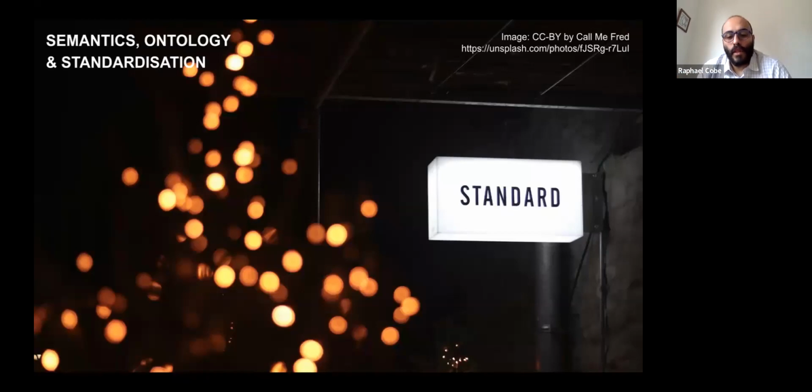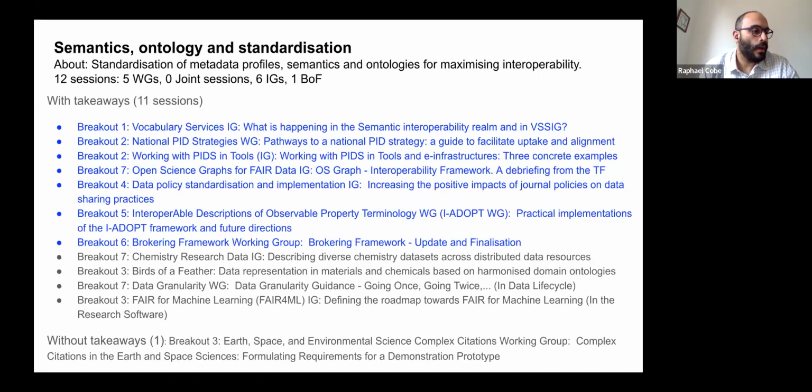Okay, so moving on to the pathways regarding semantics, ontology, and standardization. Within this pathway, we had 12 sessions. Okay, and 11 of those reported takeaways. There was only one that didn't put anything on the collaborative notes, but I'm just going to talk about the ones in blue, right? Because the others have been covered in other pathways.